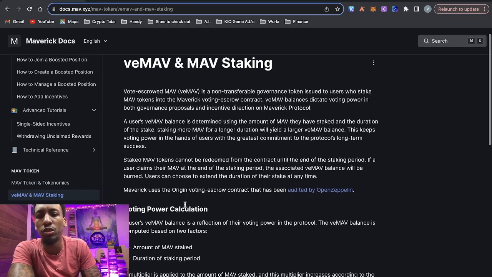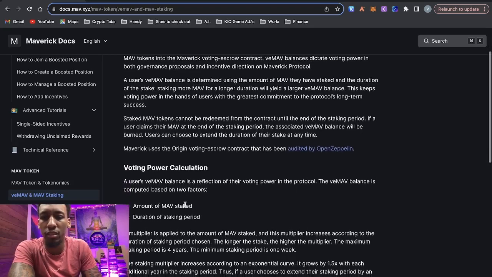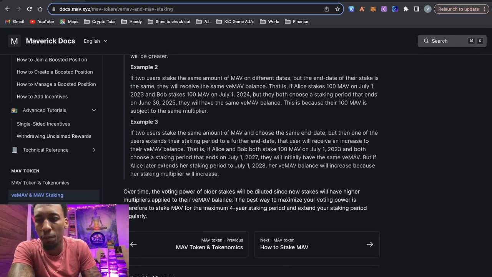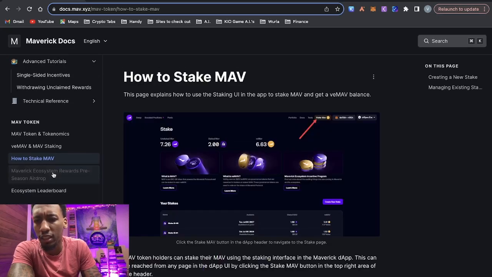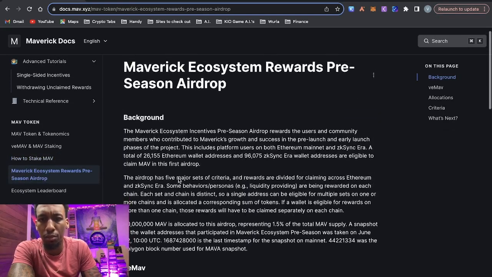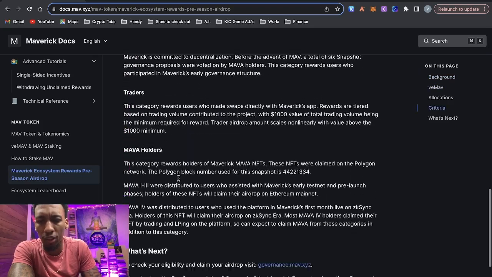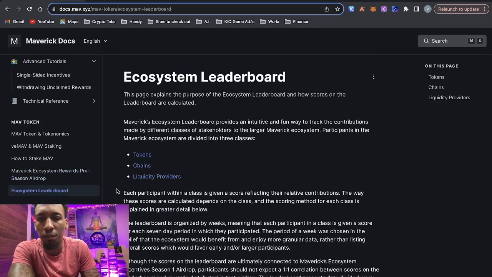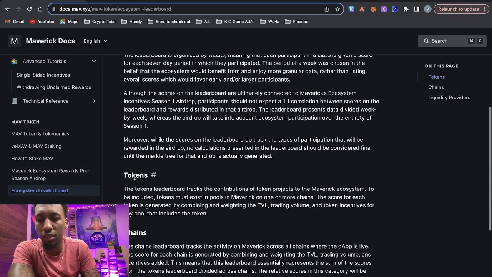You can stake MAV and get access to voting and all kinds of different things if you're into that kind of thing. They tell you how to stake. They give you details on the preseason airdrop. I'm not sure when this was written and if this is still going on, but if you're into that, look into it. And then they also talk about this leaderboard here.